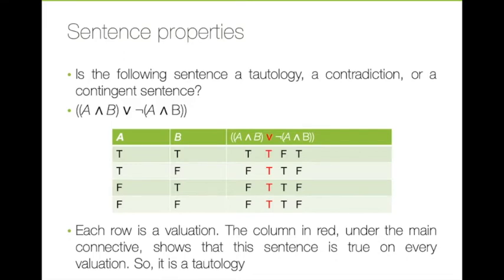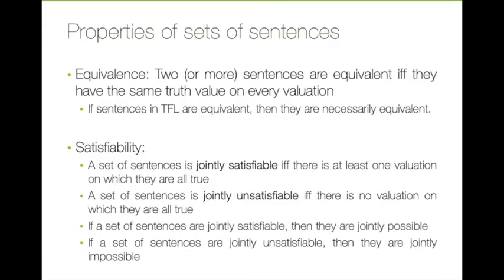The column in red in this truth table, under the main connective, shows that this sentence is true on every valuation. So this sentence is a tautology. The three concepts we just looked at, contingency, tautology, and contradiction, all characterize individual sentences. The next three concepts we're going to look at describe features of two or more sentences.